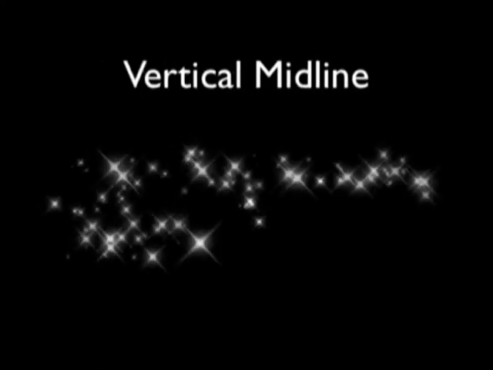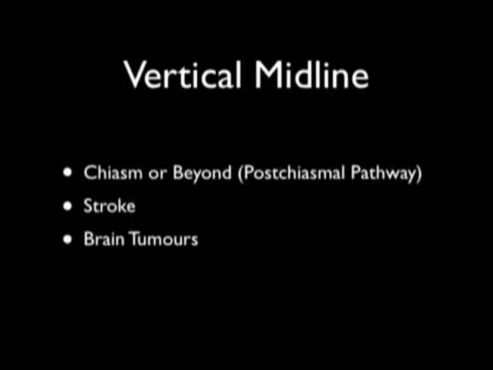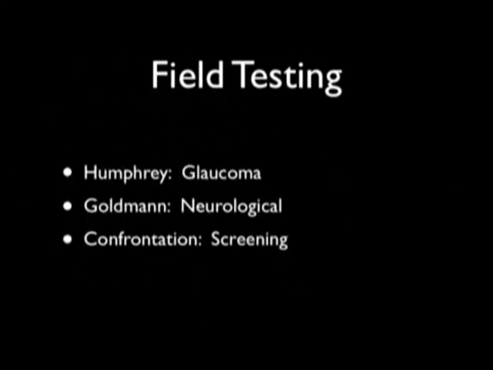Field defects which respect the vertical midline may arise from the optic chiasm and beyond. Causes include stroke and brain tumours. Humphrey field testing is routinely used to screen and monitor glaucoma, while Goldmann testing may be used in neurological field defects. Examination to confrontation can be done quickly, so that it need not be missed out of any routine neurological or ophthalmological assessment.